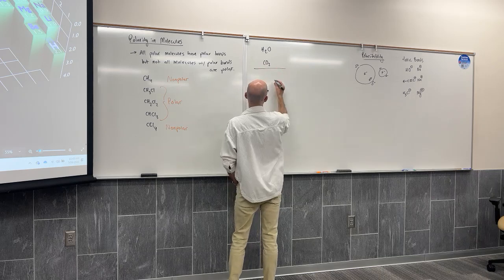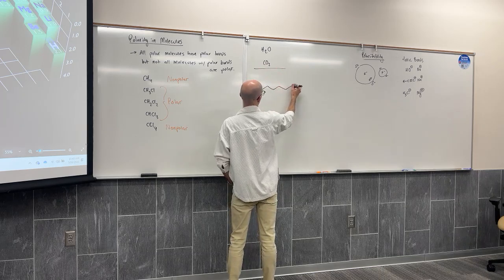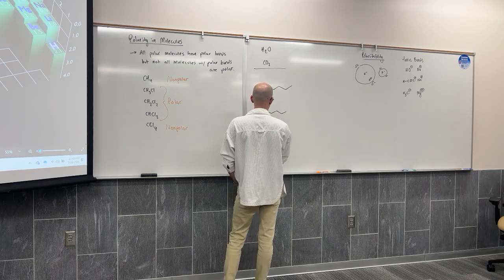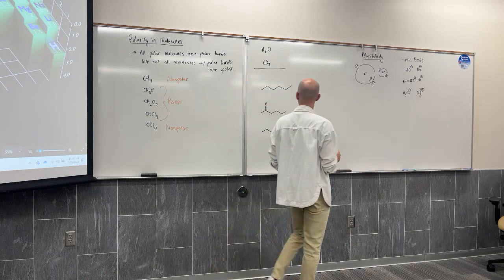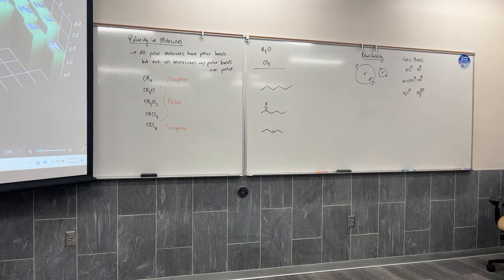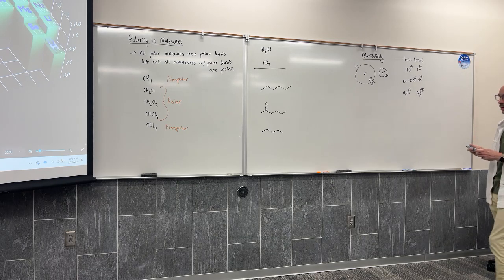So I want to give you guys some organic bond line structures, and I want you to decide whether these are polar or non-polar. And if they are polar, can you point out regions in the molecule where an atom is partial negative and where an atom is partial positive? I'm going to give a couple more.